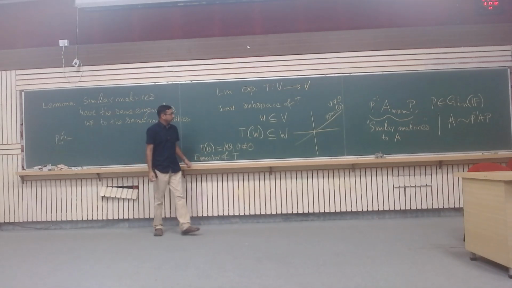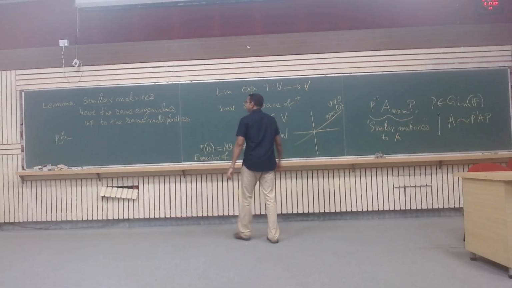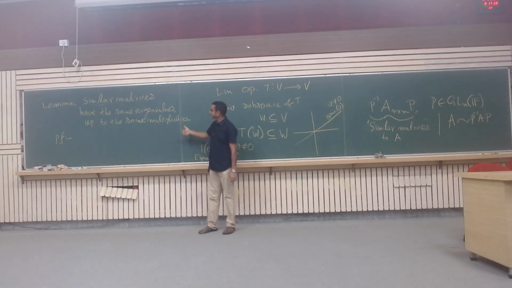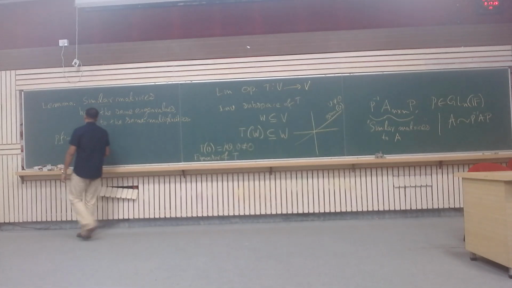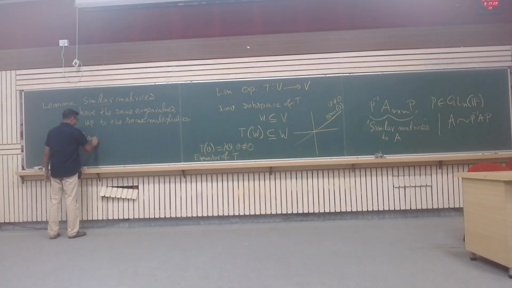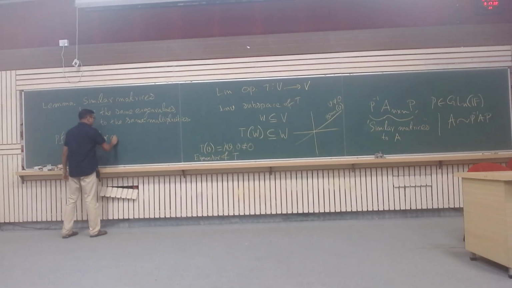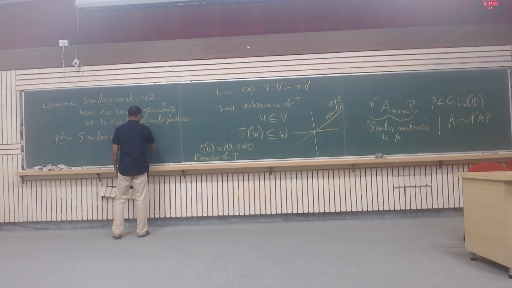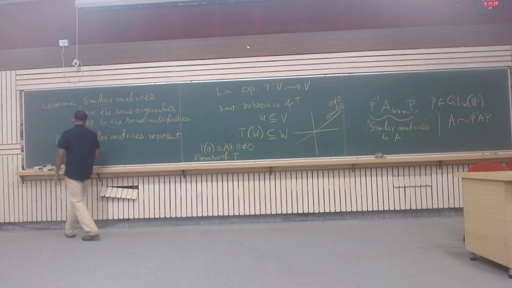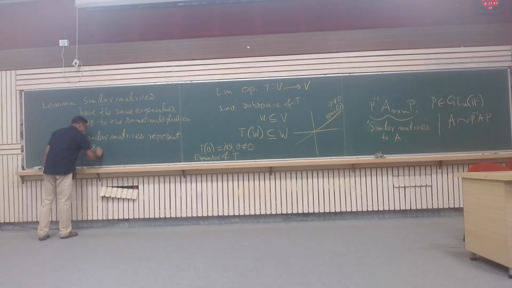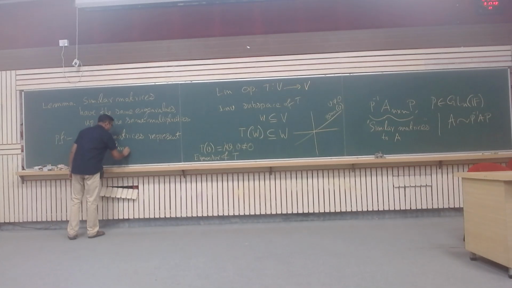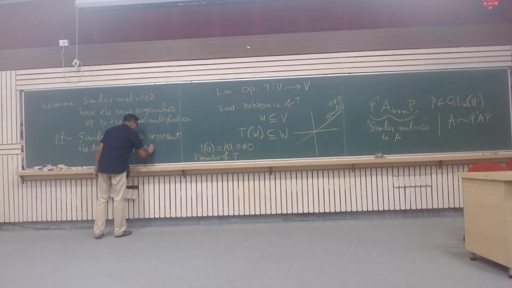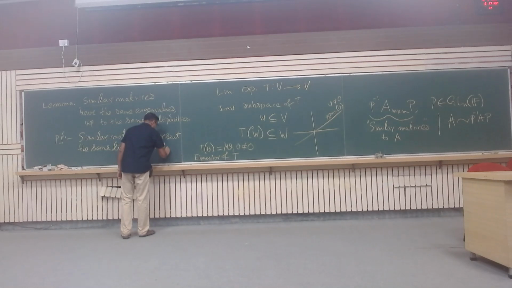Okay, and then we wrote down this lemma, that similar matrices have the same eigenvalues because similar matrices represent the same linear operator with respect to different bases.